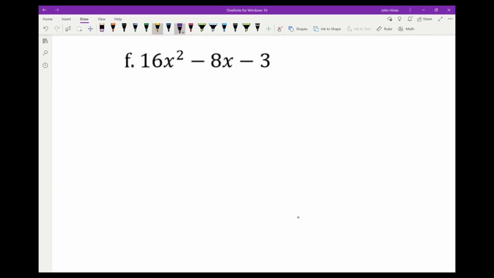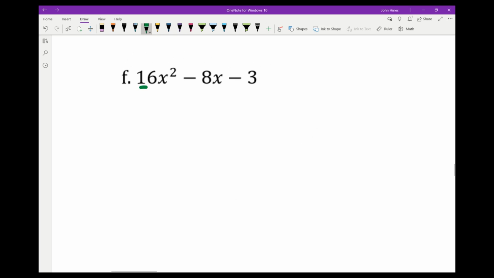And finally, here we go. Last one before I let you try some on your own. There's no GCF, so what multiplies to negative 48 and adds to negative 8?